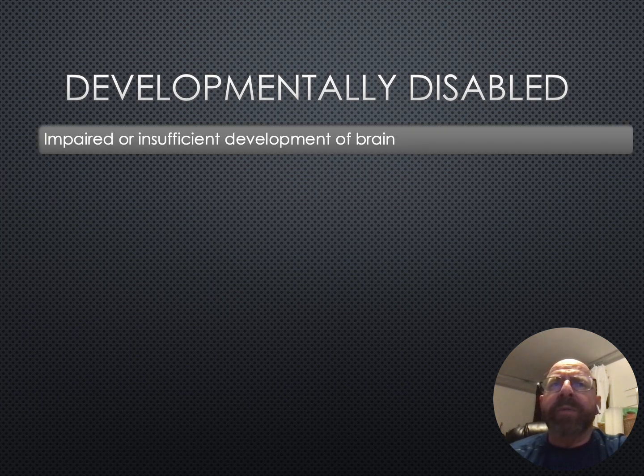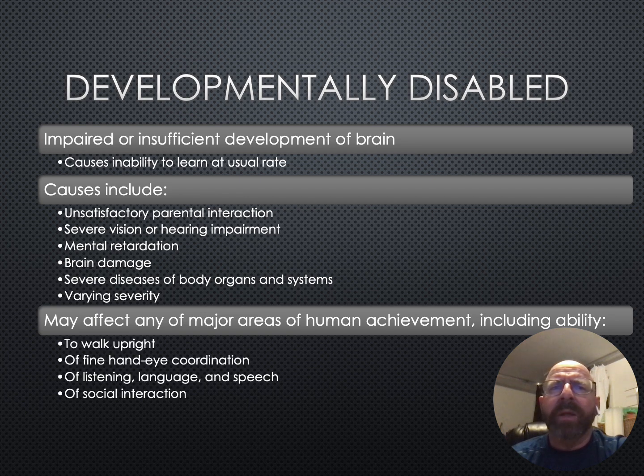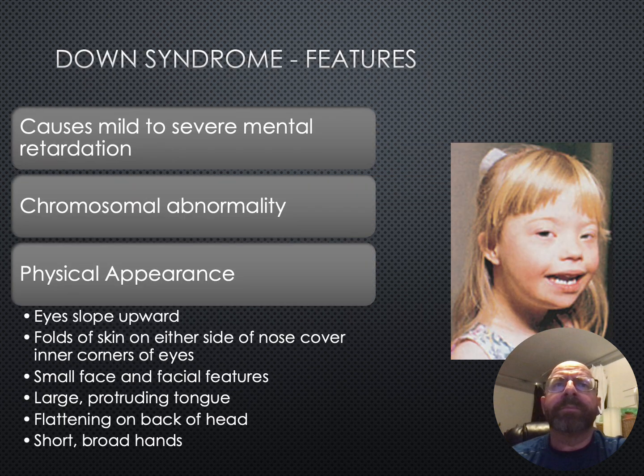In terms of developmental disabilities, this can be impaired or insufficient development of the brain, which can cause inability to learn at the usual rate. This can be unsatisfactory parent interaction, severe vision or hearing impairment. There could actually be brain damage, severe diseases of organs and systems, and this can vary in severity quite greatly. And of course, we also have the effects of alcohol and drug use during pregnancy that may lead to some of these challenges as well. So they may have difficulty with walking, hand-eye coordination, listening, language and speech, or social interaction, all of which can lead to a myriad of poor health outcomes.